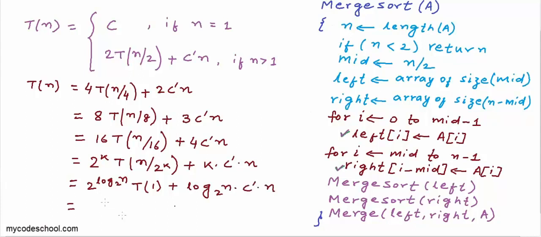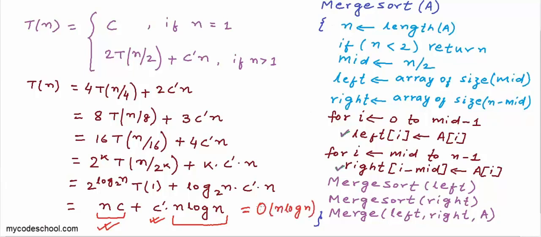T1 is equal to c, and 2 to the power log n to the base 2 will be equal to n. So this will be equal to nc plus c dash into n log n. And now if I have to write this term in terms of big O notation, then what we typically do is we drop the lower order terms. n is a lower order term than n log n. So for very high values of n, we can ignore this part, this nc, and we can drop the constants from this part to say that this is equal to big O of n log n.